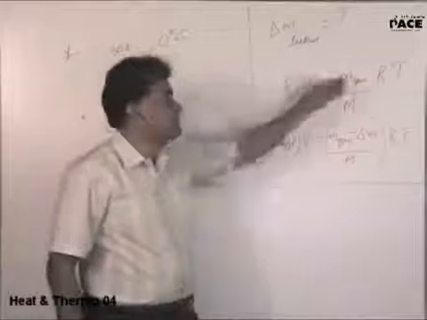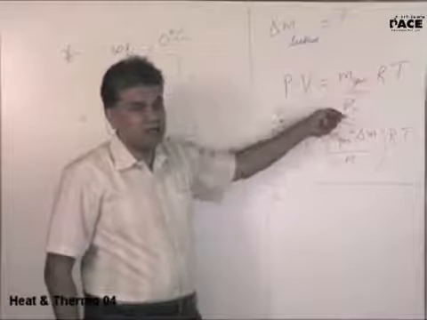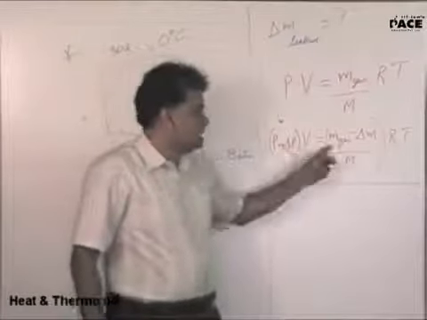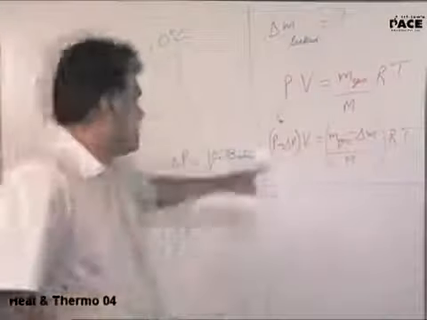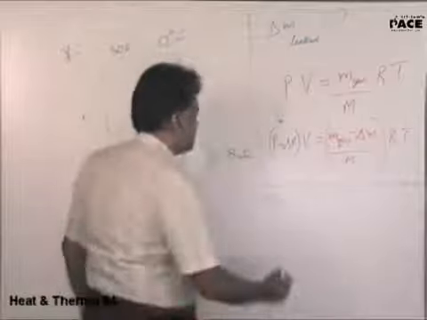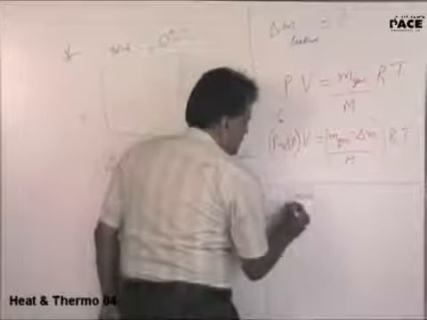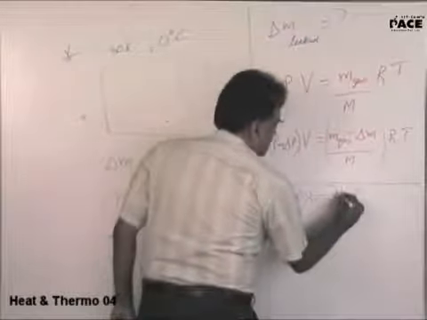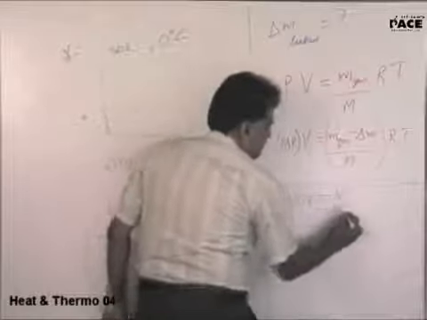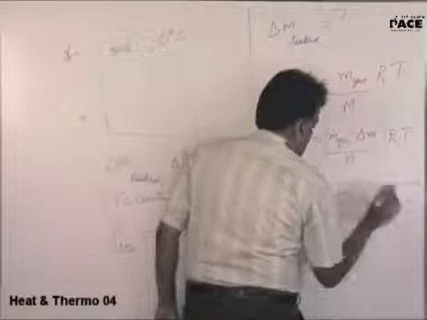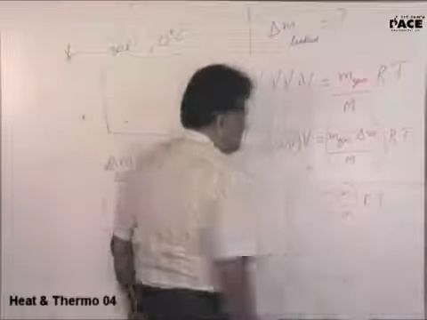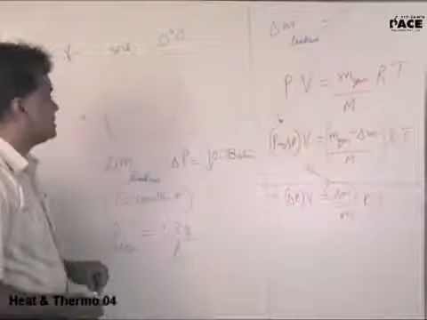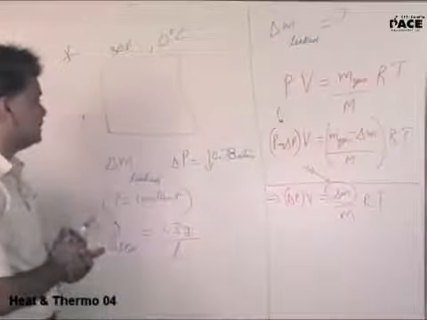See, PV equals nRT, n being mass of the gas by molecular mass. Now if you leak out a certain gas, the mass becomes M minus delta M. So the new pressure is P minus delta P. If I subtract, what do I get? I get delta P times V is delta M by capital M into RT. So now delta M is here. Now this is at 0 degree centigrade.